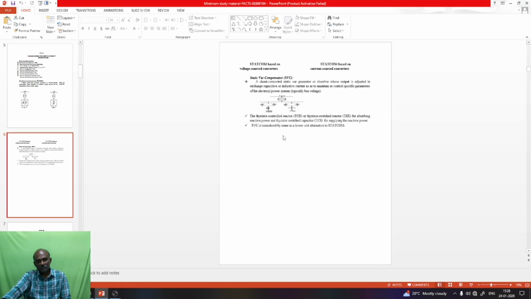SVC is considered as a low cost alternative to STATCOM. So we can use SVC as an alternative to STATCOM. So what is the difference here? Both are shunt compensating devices. Here it is cost effective. SVC is cost effective, and also it controls the reactive power, that is either capacitive reactance or inductive reactance.